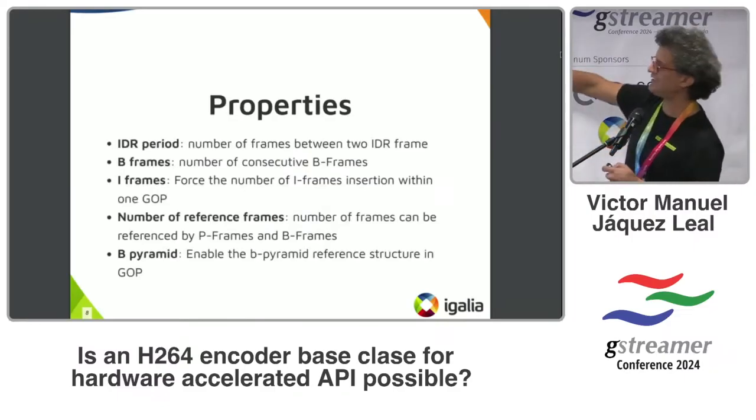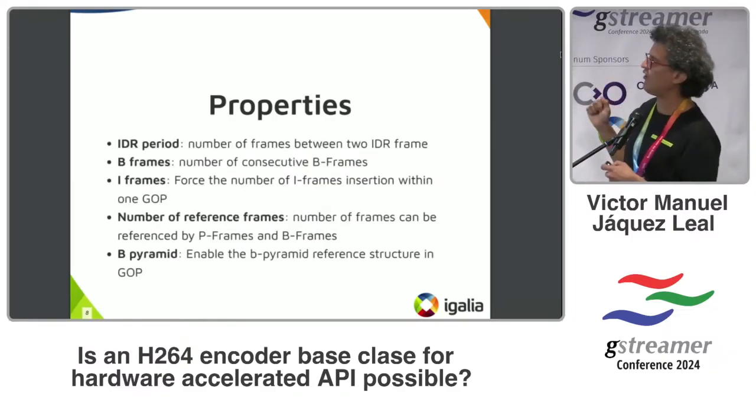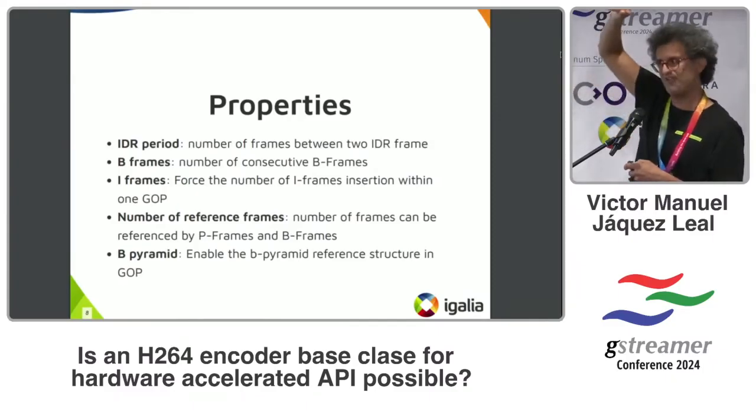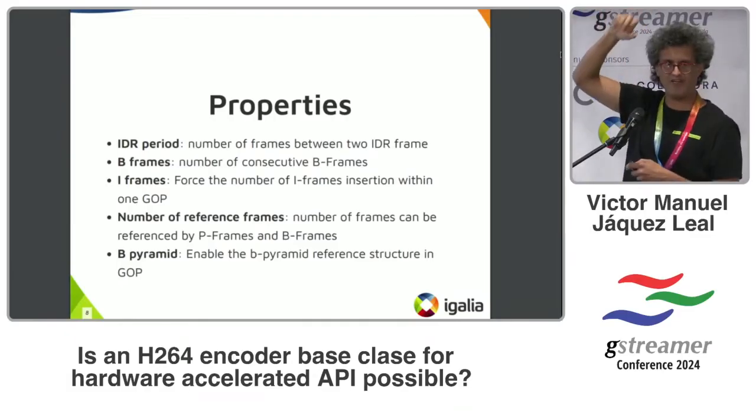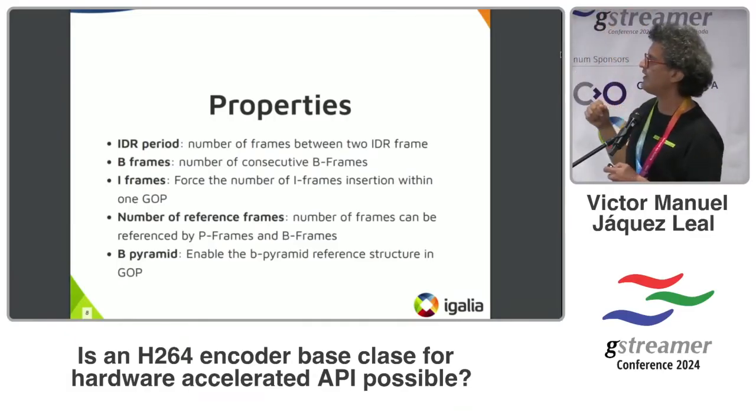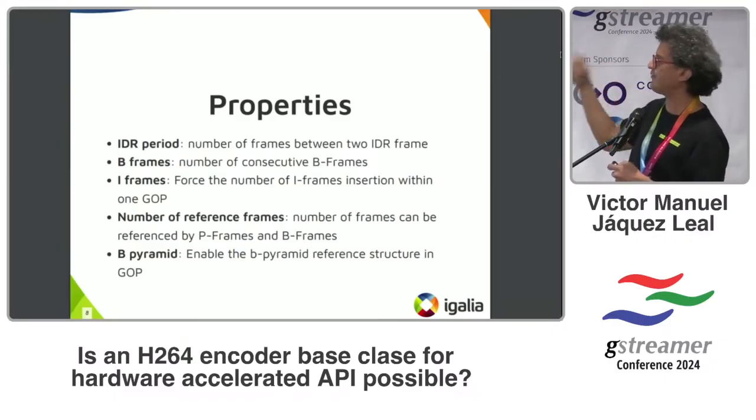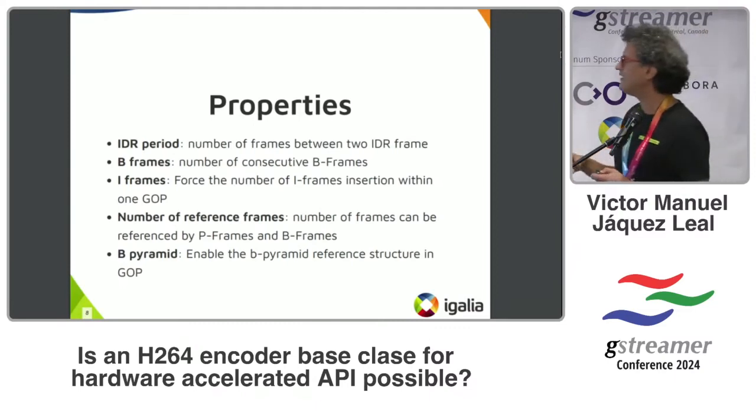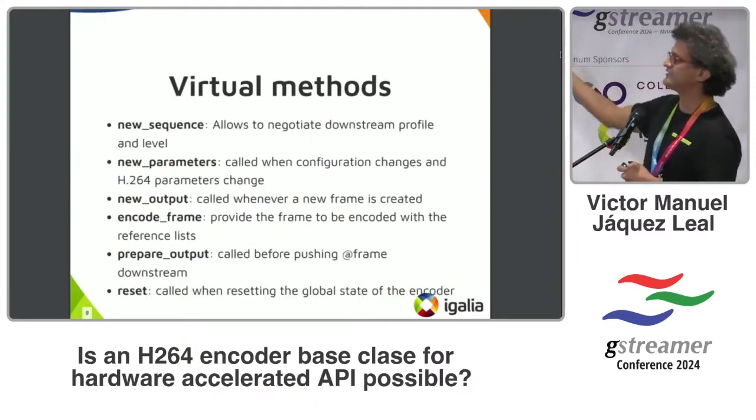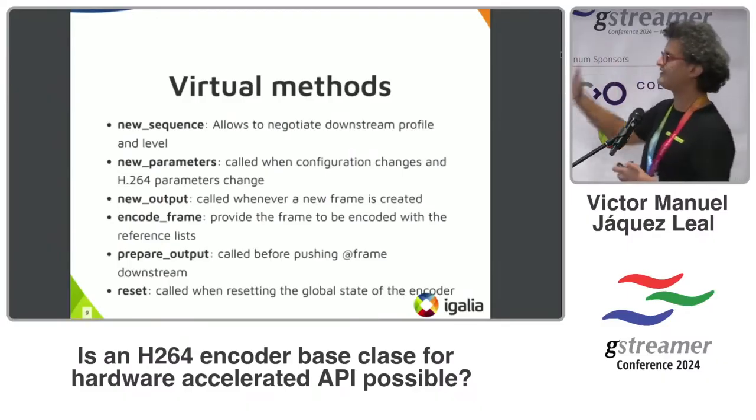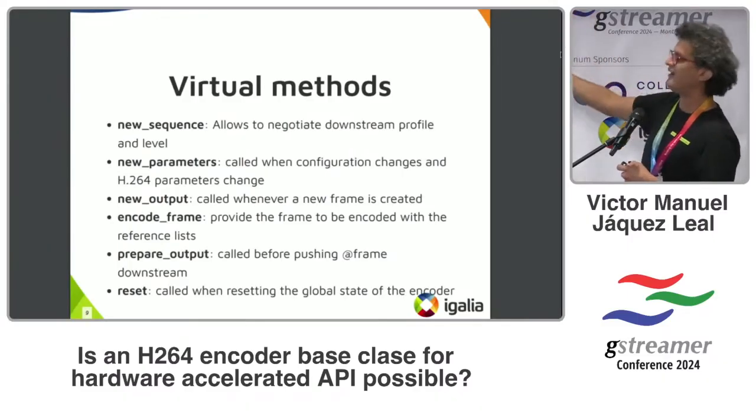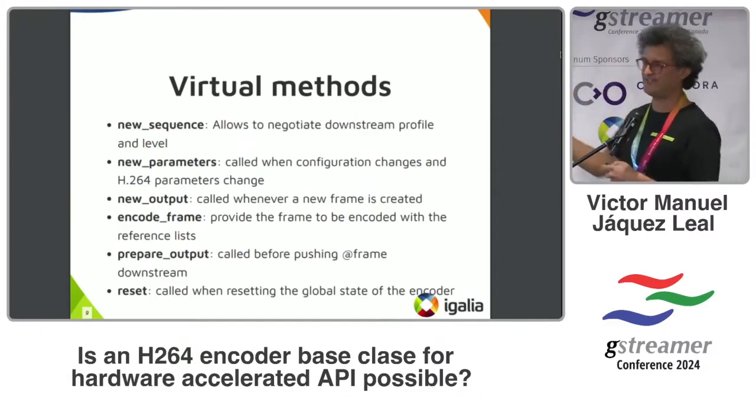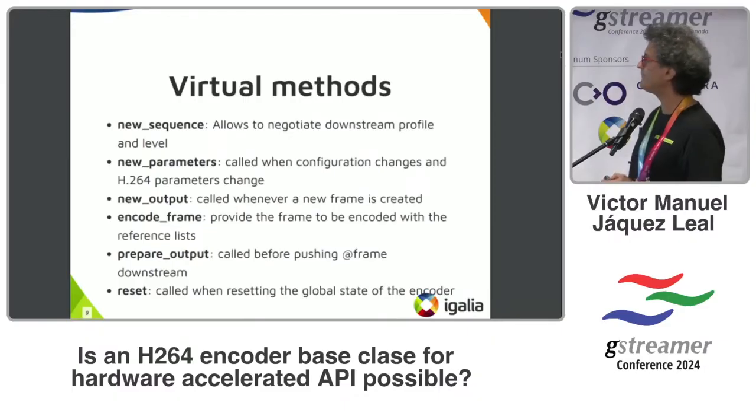These are the properties that the base class will offer to the user, though these properties can be modified at runtime depending on the limitations of the hardware and the construction of the GOP, depending on how it is produced. The IDR period, the B frames, the number of I frames, the number of references, and whether to enable the B pyramid. These are the virtual methods I've been thinking of: a new sequence, new parameters, prepare a new frame, encode the frame, prepare the output, and reset if you want to reset the whole state of the encoder.